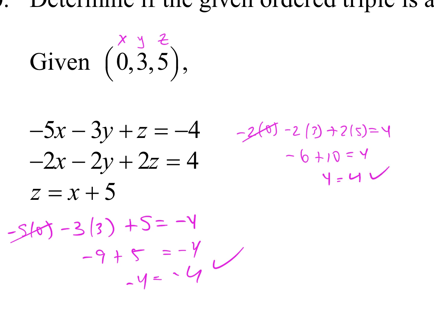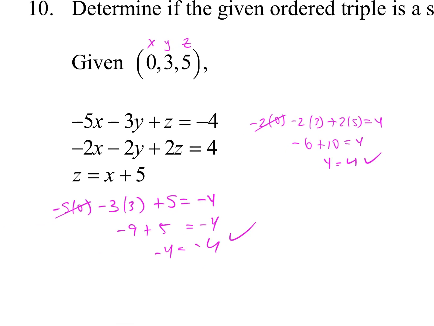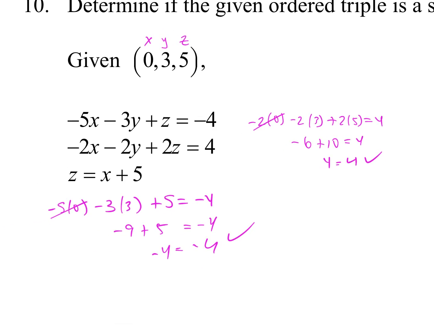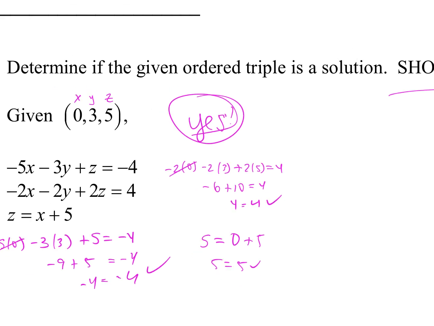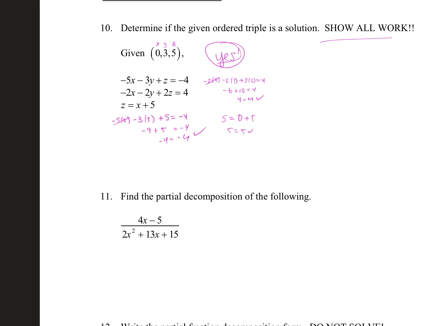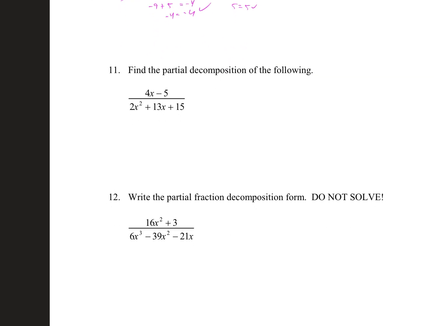So we just assume the last one works? No. All right, pay attention to what the equation says. It says Z, so 5 equals X, which is 0, plus 5. Does 5 equal 5? Yes. So is this a solution? Yes. Again, multiple choice, you just plug them in and tell me yes or no. Free response, you actually have to show whether they work or not.